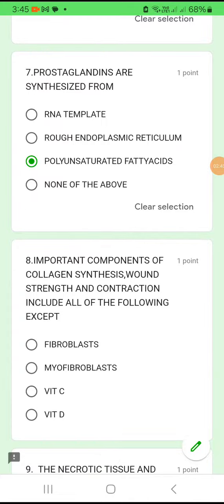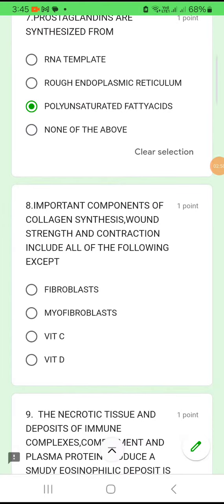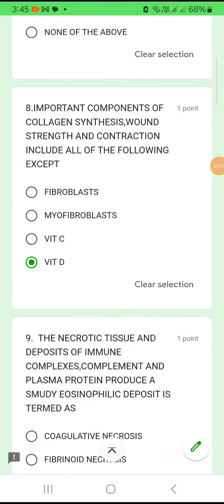Question number 8. Important components of collagen synthesis, wound strength and contraction include all of the following except. So the question is except. In collagen synthesis you require fibroblasts. In wound healing you also require fibroblasts and myofibroblasts, and very important for wound healing is vitamin C. What about vitamin D? Vitamin D is not much required. So option D is the answer.